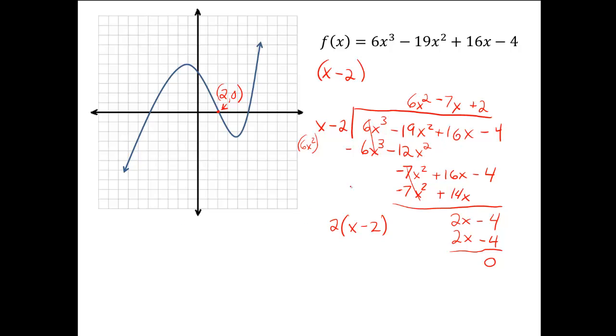Okay? So we just divided it, which means that if we multiply these two together, we get an actual value of our polynomial. So we now have our new factored polynomial. And we end up with x minus 2, and we end up with 6x squared minus 7x plus 2. Alright, so we have one root here.